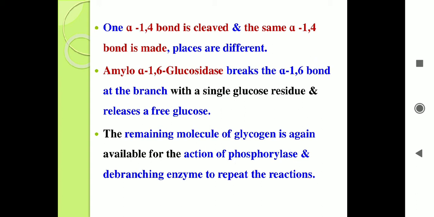Okay, so you have to remember that first there is the formation of the limit dextrin, right? Then there is debranching of that, means you can say there is a transfer of the position of those glucose molecules, right? After breaking those bonds, the bonds will be cleaved and again you will get a glycogen molecule to repeat all the reactions.